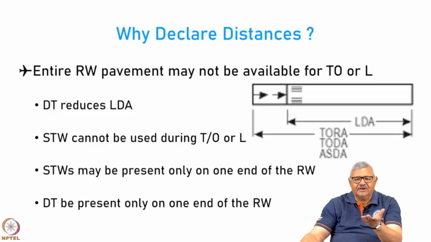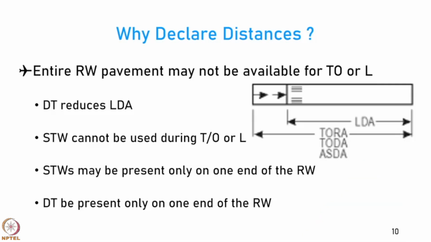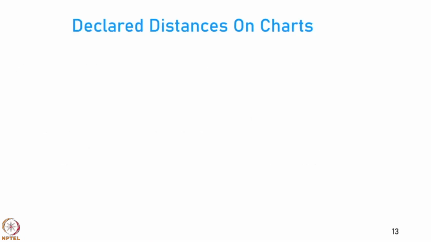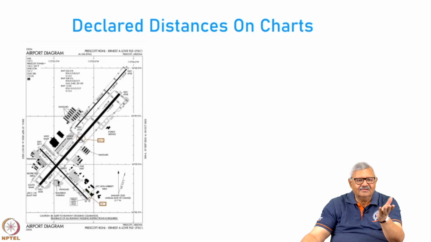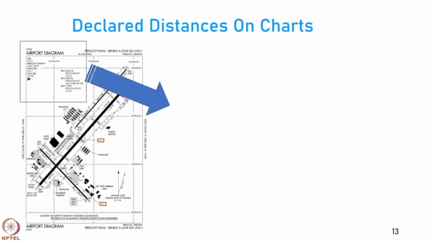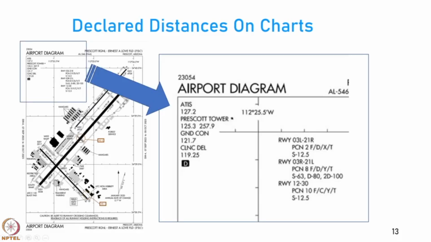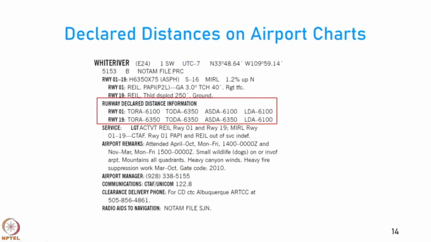Also, as I mentioned, sometimes the distance may actually be there but not usable because of certain operating limitations, which is notified using NOTAMs. Let us see how the declared distances are shown on the aircraft charts. Here is an example of an airport diagram, and if you zoom in on that label, you will find there is a D with a black background, a white colored D with a black background. This mark indicates that the distances indicated in the chart are declared distances.